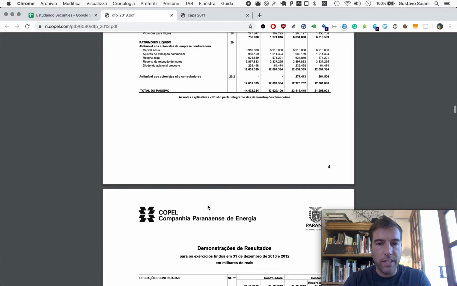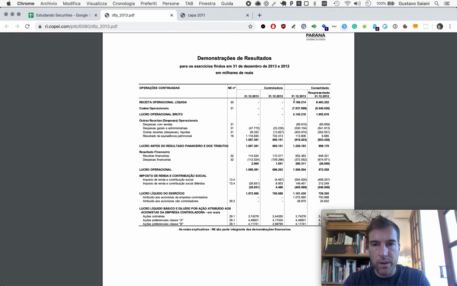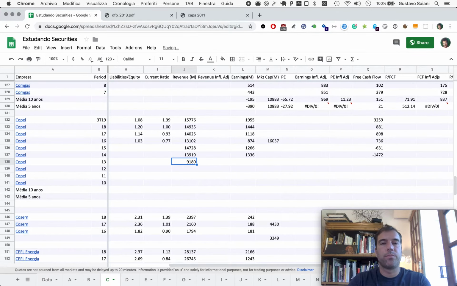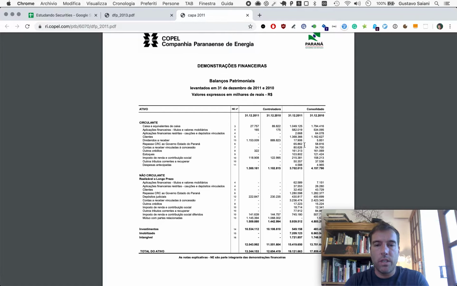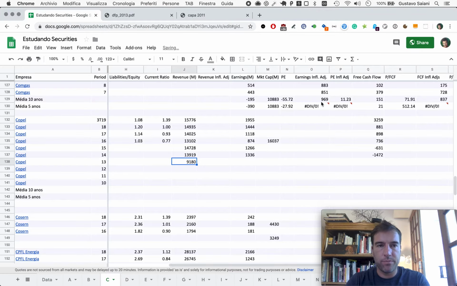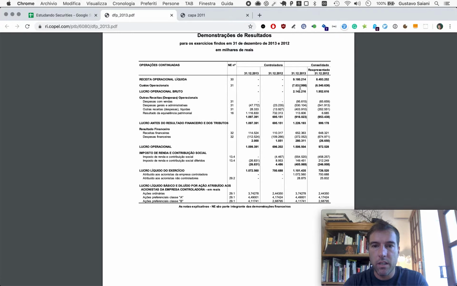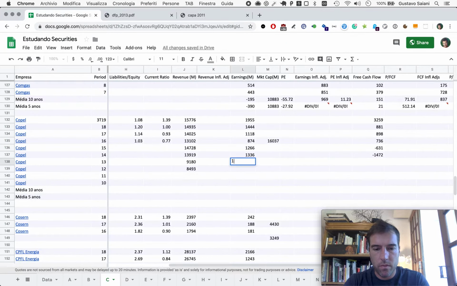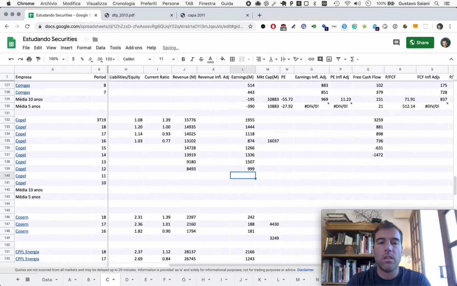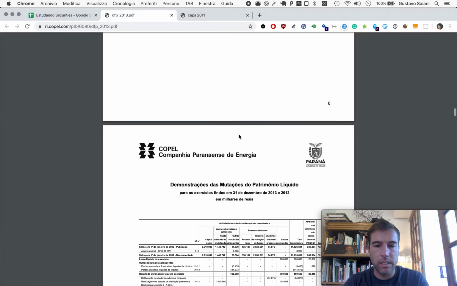So onwards to 2013. Revenue here was 9,180. See the big jump here. And in 2012, 8,493. Profits, 2013, 1,507. 2012, 999.